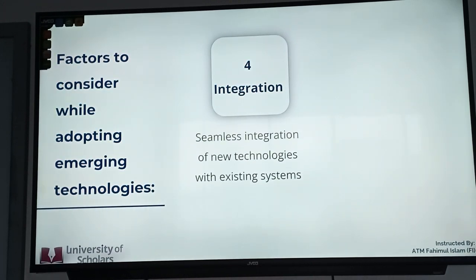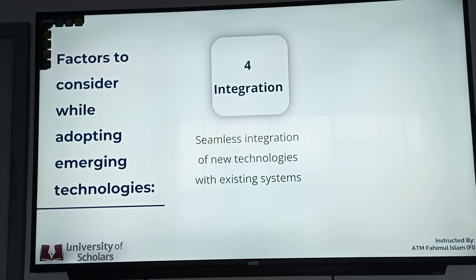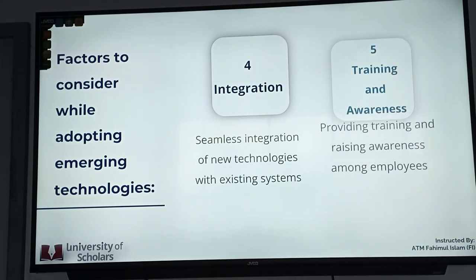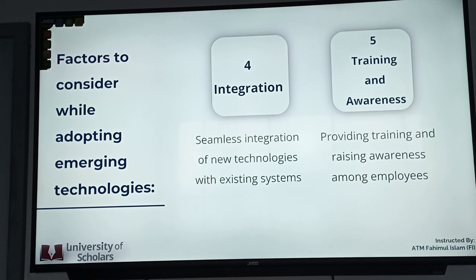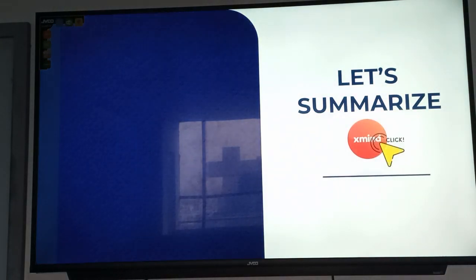And finally, the other two are planning for the seamless integration of new technologies with existing systems and processes. Finally, we have training and awareness, which is providing training and raising awareness among the employees about the appropriate use and risks associated with these technologies. So we have completed our chapter 4.